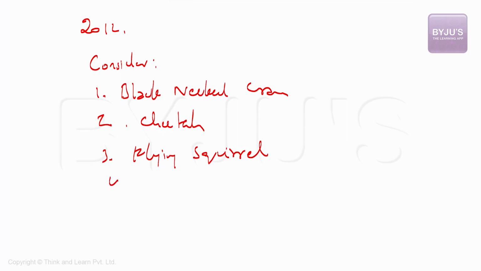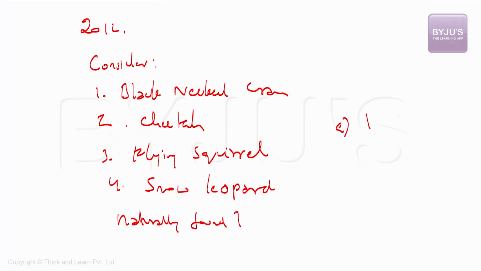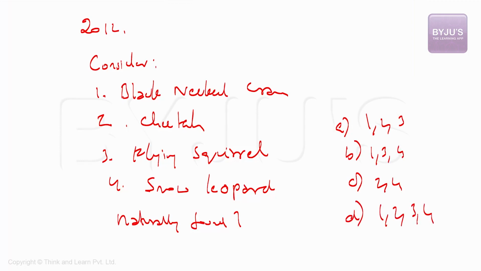Squirrel. 4. Snow leopard. My handwriting is a bit bad. Okay. Which of the following is naturally found in India? That was the question. In India. Options were A, 1, 2, 3; B, 1, 3, 4; C, 2, 4; D, 1, 2, 3, 4. Now you might think this is a tough question.